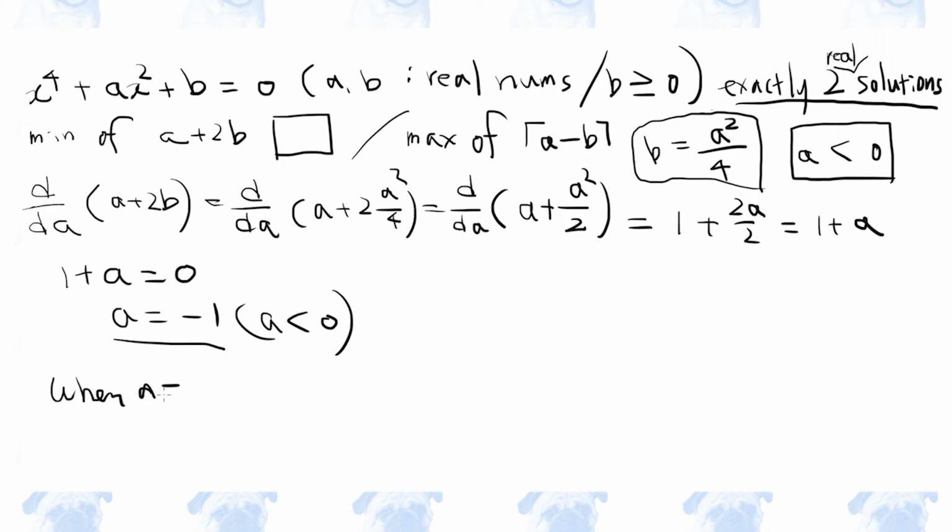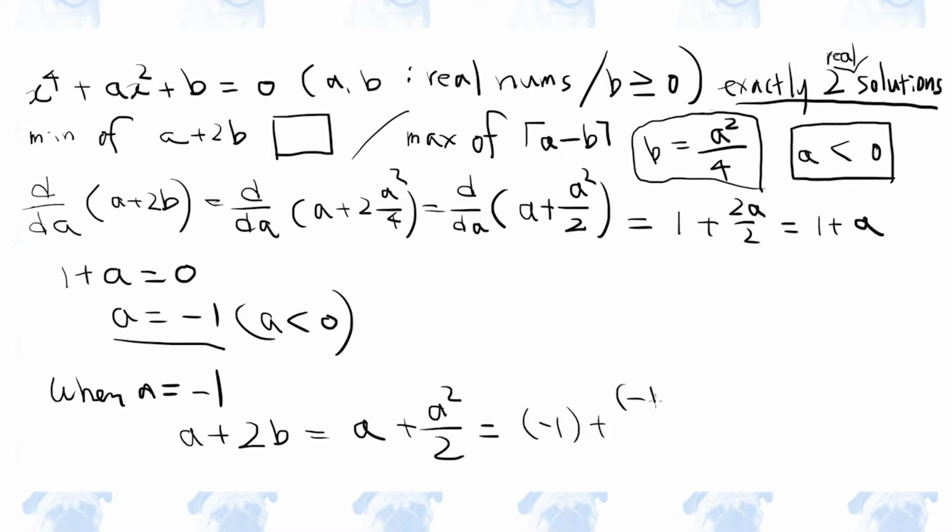When a is minus 1, what is the value of a plus 2b? Recall that a plus 2b is equal to a plus a squared over 2. And let's plug this number into a. So the minimum value of a plus 2b is minus 1/2.